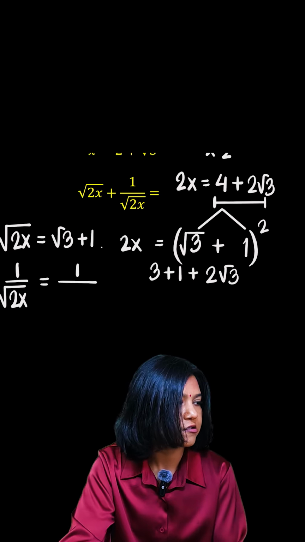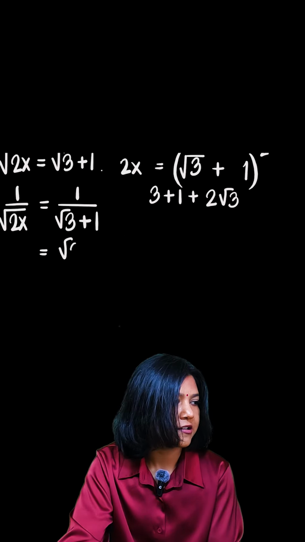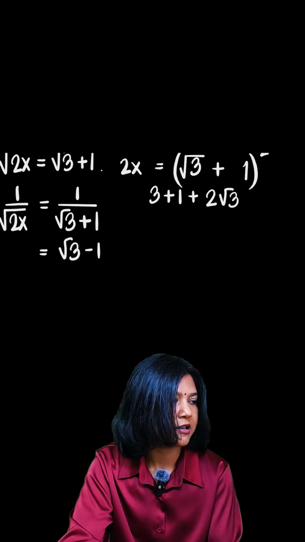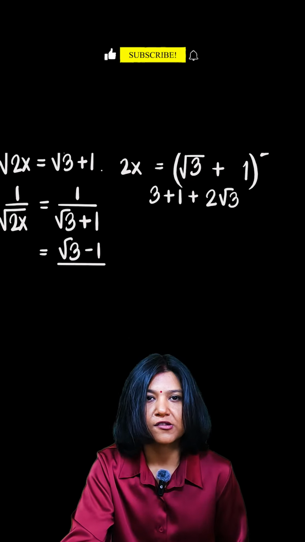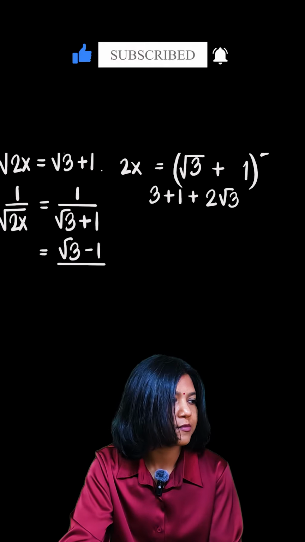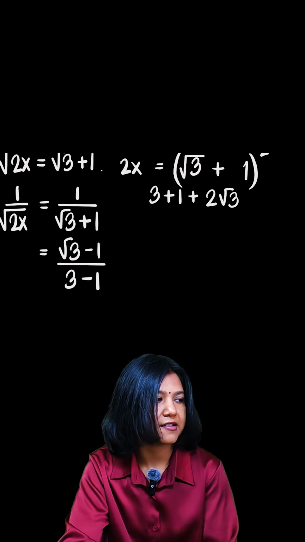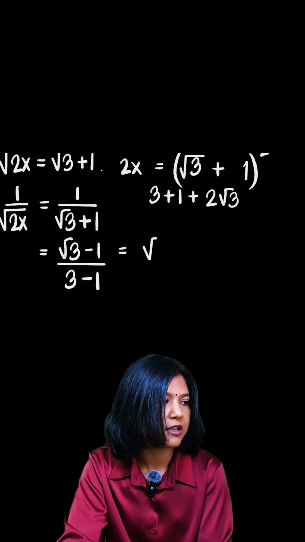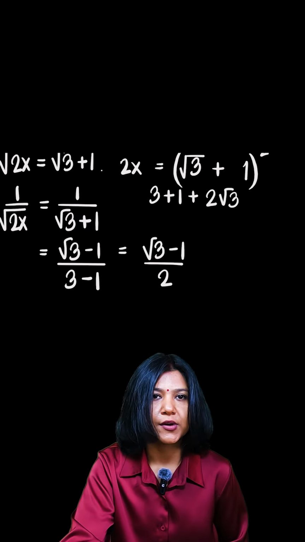When you rationalize this, what happens? You'll multiply both numerator and denominator by root 3 minus 1. So at the top you just have 1 multiplying root 3 minus 1, whereas at the bottom you take the difference of squares, because you have things in the form of a plus b times a minus b, which is just 3 minus 1, the square of root 3 and 1 getting subtracted. So that gives me root 3 minus 1 divided by 2. That is the value of 1 upon root 2x.